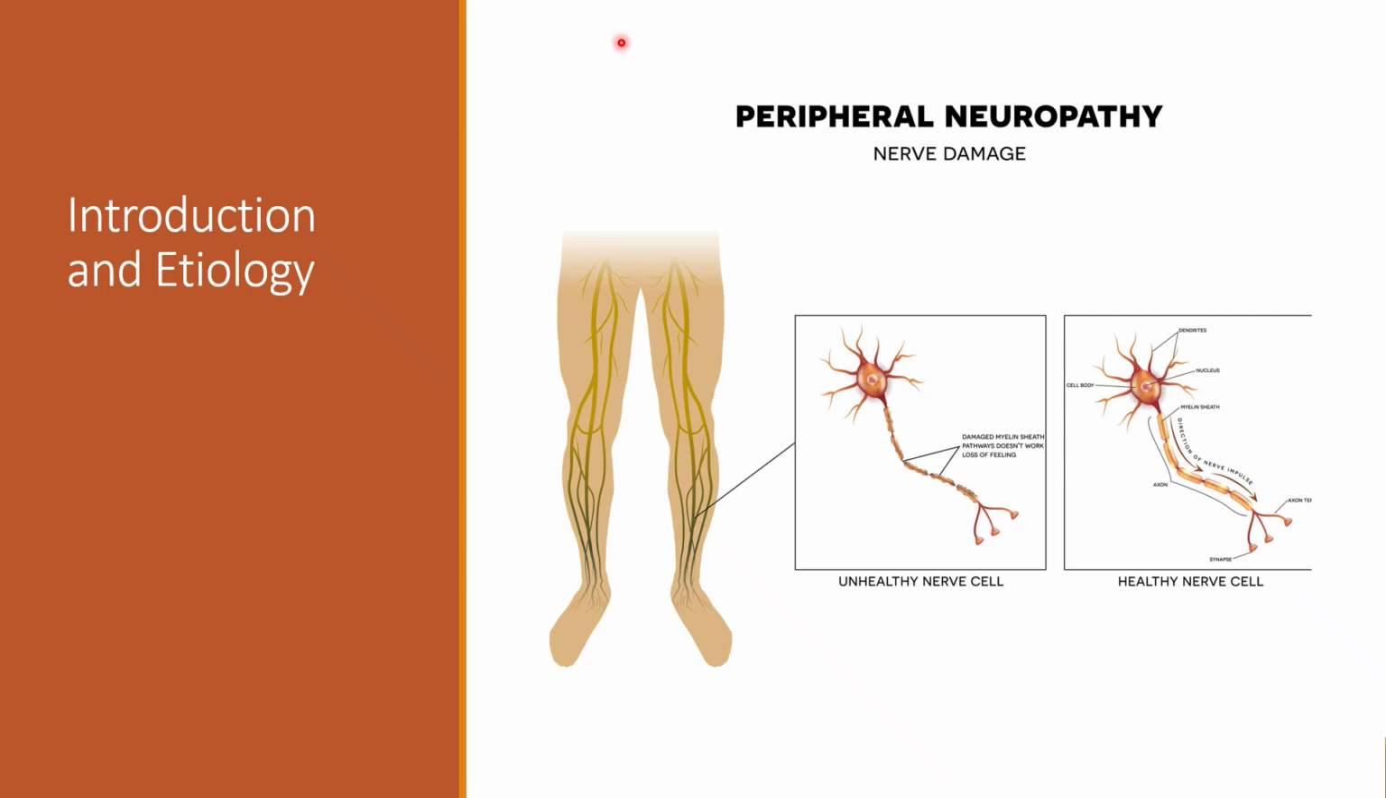So again, peripheral neuropathy has to do with all peripheral extremities, not just limited to lower extremities. It has to do with all arms, feet, legs, and hands. Okay.